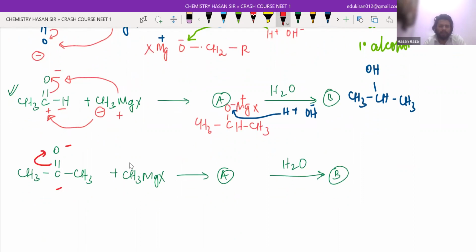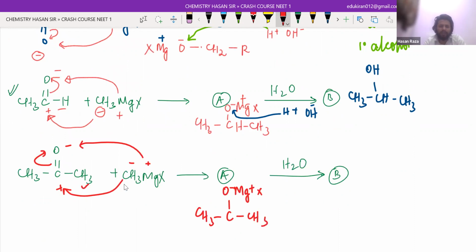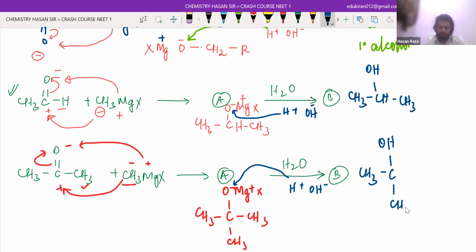Again, the same follows. This will have negative, this will have positive, so it will attack here, and this will go here. So it will be CH3CO negative and Mg plus X. And you can see CH3 is there already, and this CH3 is attacking, so here it will be CH3. Now, as you can see, there is H2O, that means H plus and OH minus. So this will be attacking here, and you will be getting CH3, COH. So all I want to say is that this is your 2 degree alcohol. This is your 3 degree alcohol.